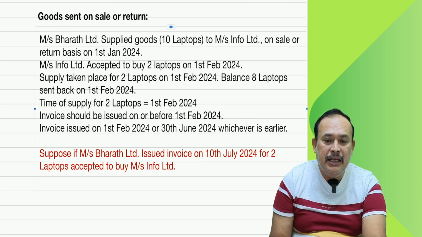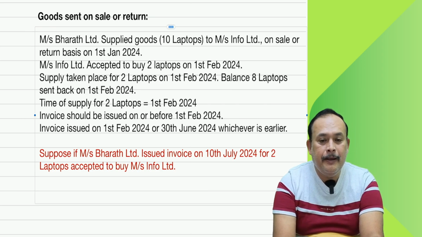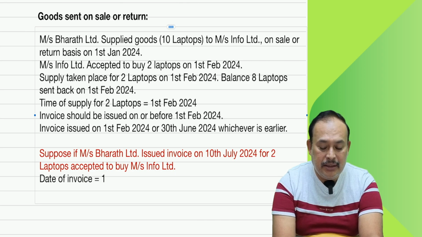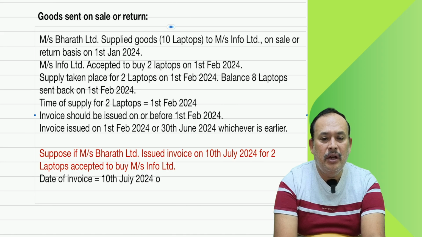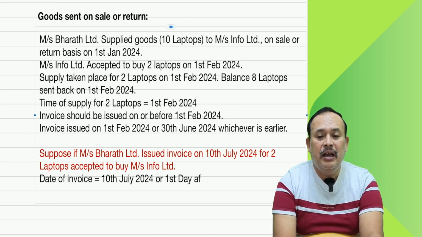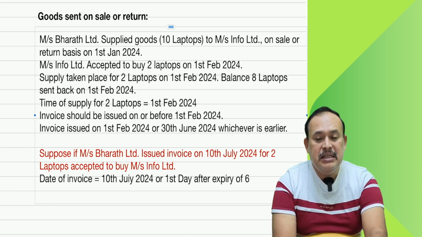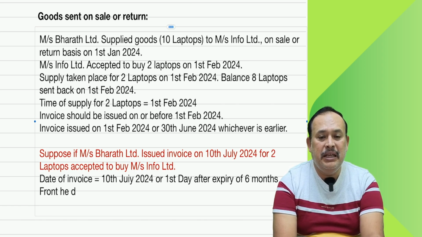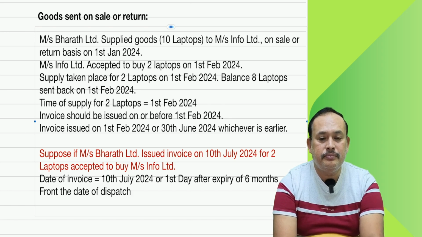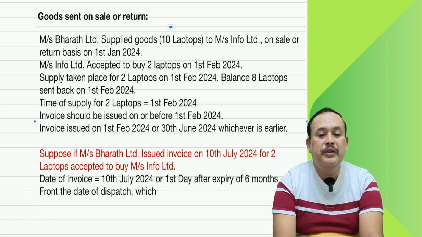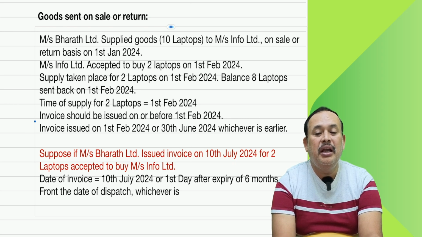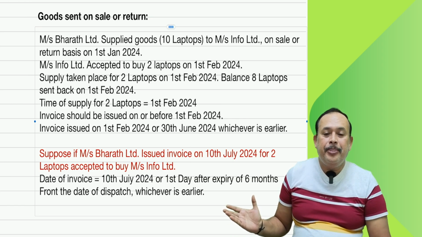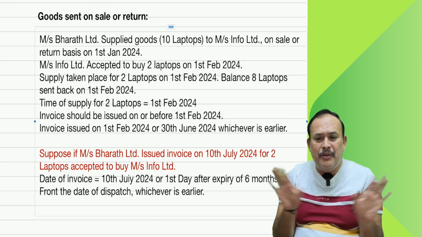In that case, here time of supply, as you are aware, is the date of invoice. What date of invoice? 10th July 2024, or first day after expiry of 6 months from the date of dispatch. Here, whichever is earlier. Gather clarity. 8 laptops returned, for which no time of supply.